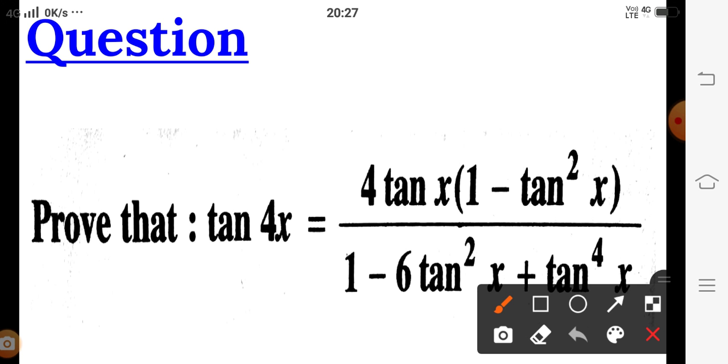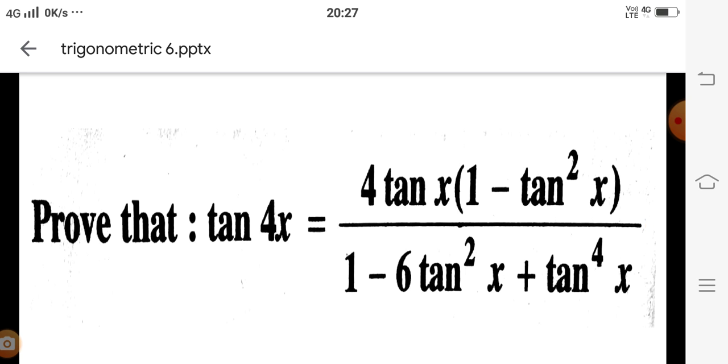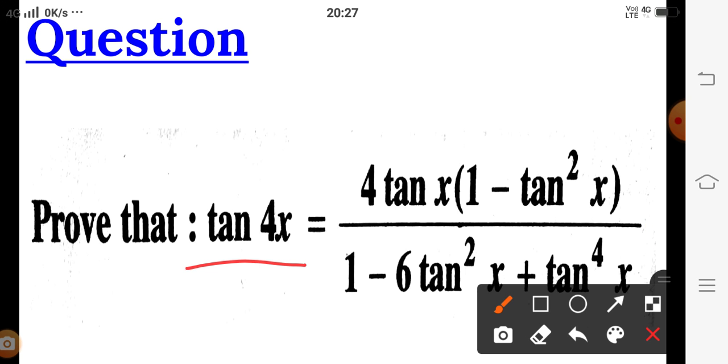Then let us solve this question. The question is, we have to prove this: tan 4x is equal to (4 tan x upon 1 minus tan square x) upon (1 minus 6 tan square x plus tan to the power 4 x). Then we have the identity for tan 2x.